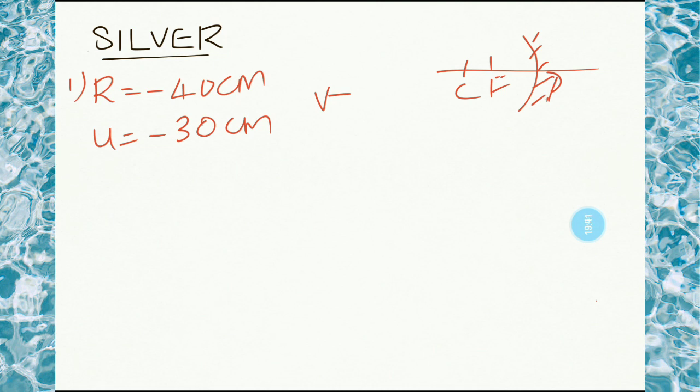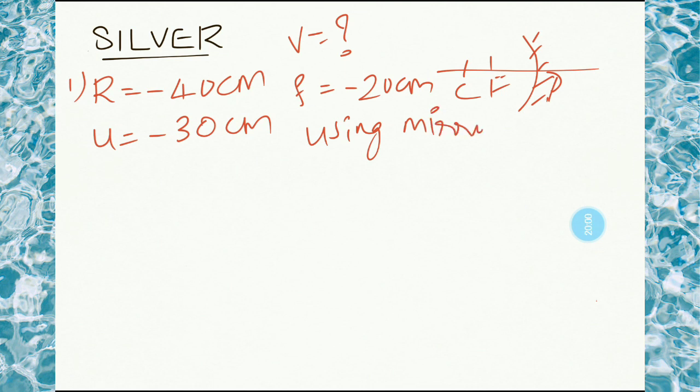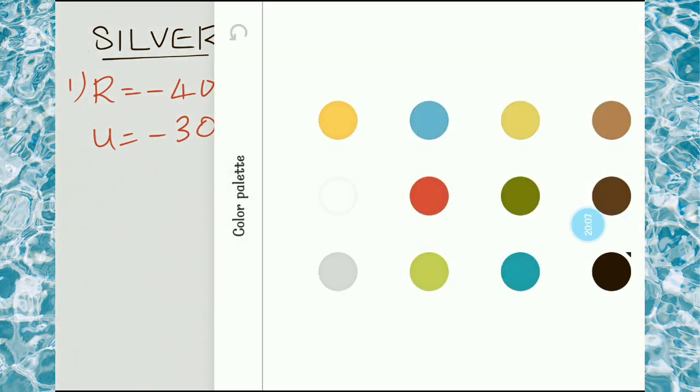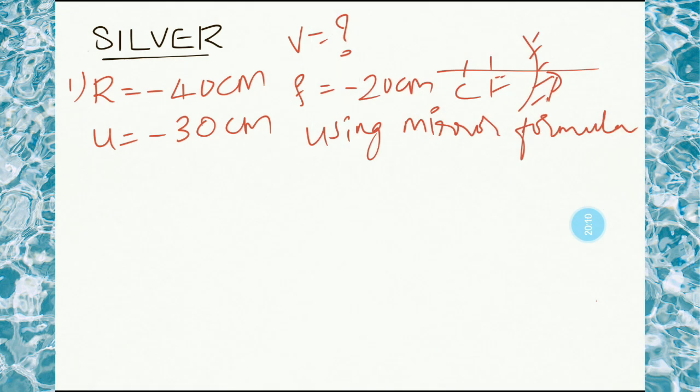As we are already given with r, we can simply find out f, right? So f is nothing but r by 2. Minus 40 by 2 is minus 20 centimeters. Okay. Just keep this aside. Now, right, using what formula we will use? Mirror formula. So this much part you should be able to clearly understand. Okay, given data you should write, and all the matter focal length you can try to find it out.